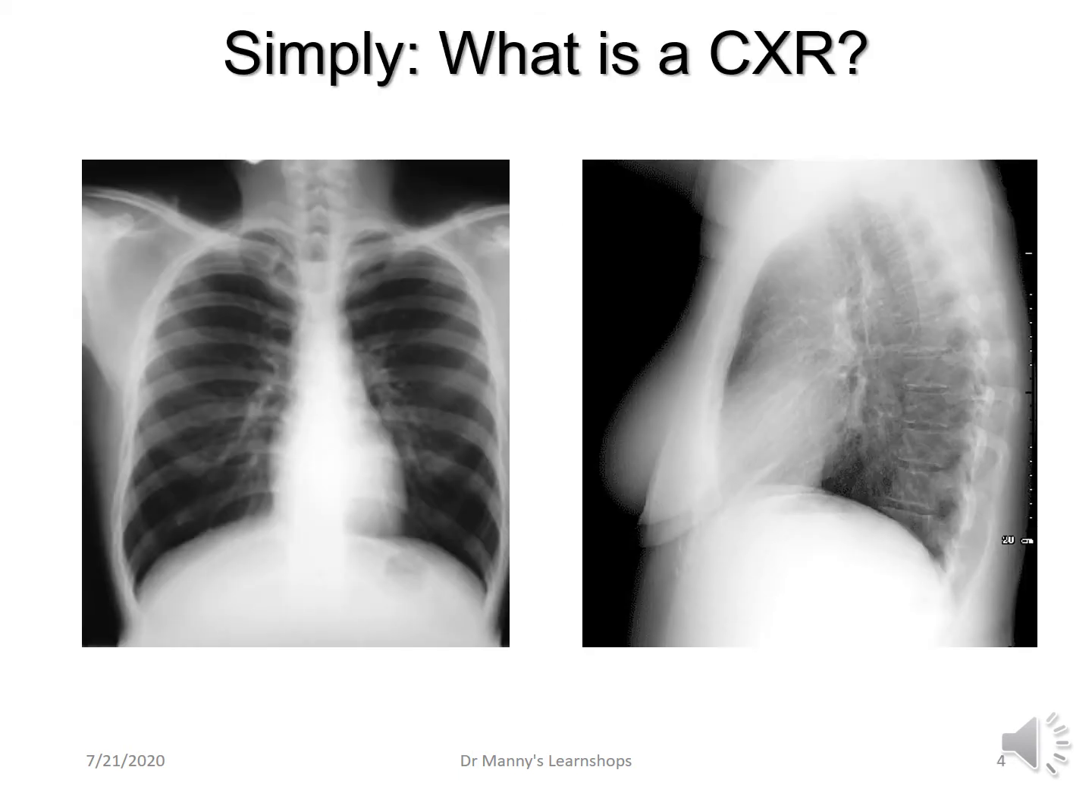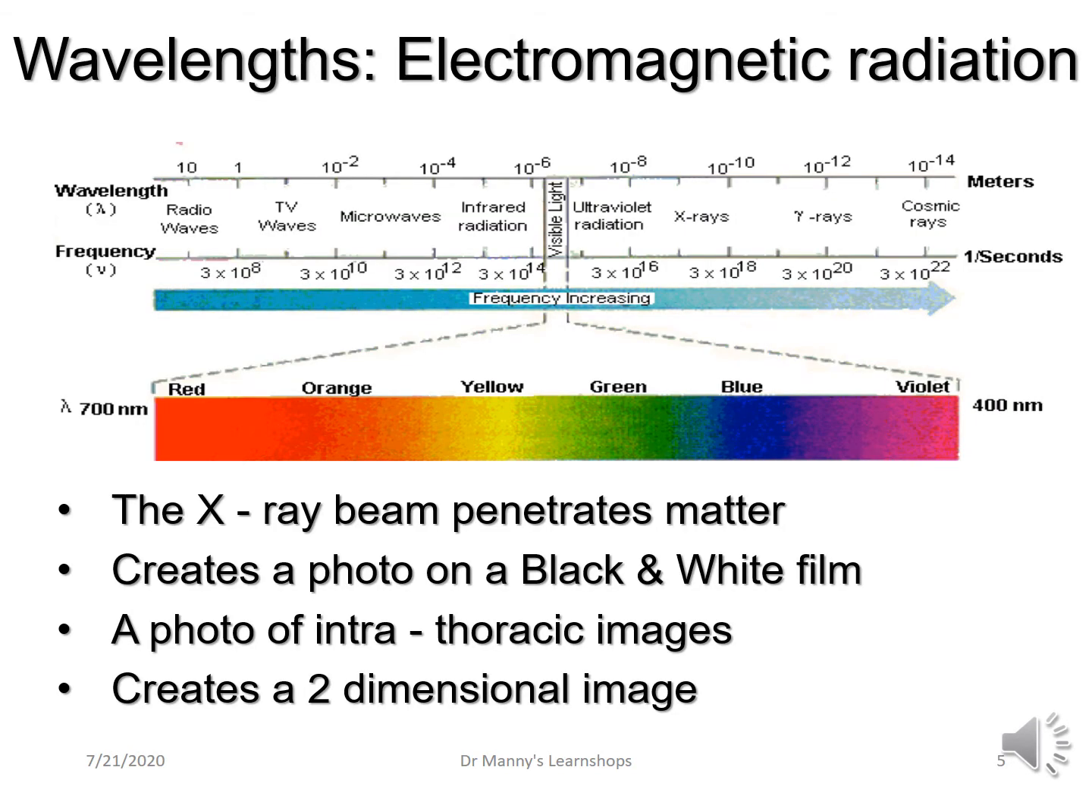What then is a chest X-ray? In simple terms, it's an X-ray beam that penetrates matter. It creates a black and white photo. It's a photo of the intrathoracic structures. And as a consequence of this photo, it creates a 2-dimensional image, which is a common photo.